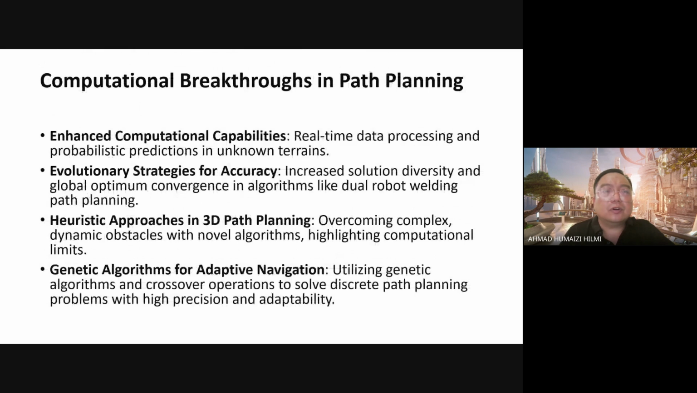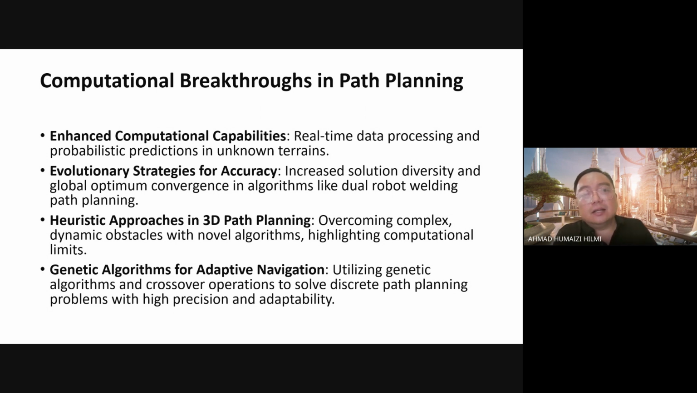So, computational breakthrough in path planning. What does it mean by breakthrough? We can observe during our study years, 10 years back, 15 years back, when the computer technology was not like today's technology. I do not know about your generation, but 20 years back, the computer, the headset and everything was not that fast. There was no Facebook, no TikTok and everything during my time. Nowadays, everything is fast because the computer is faster and can process all the algorithms faster.